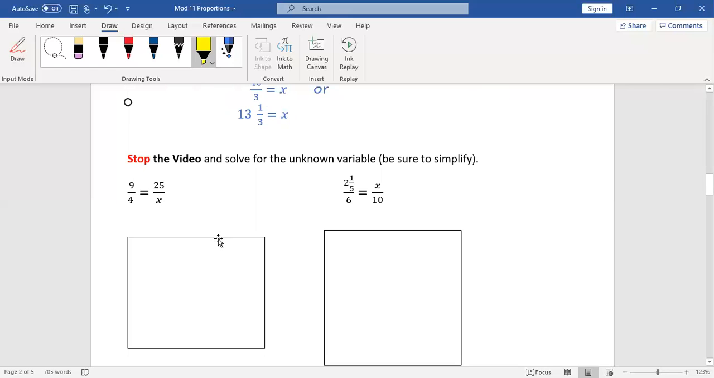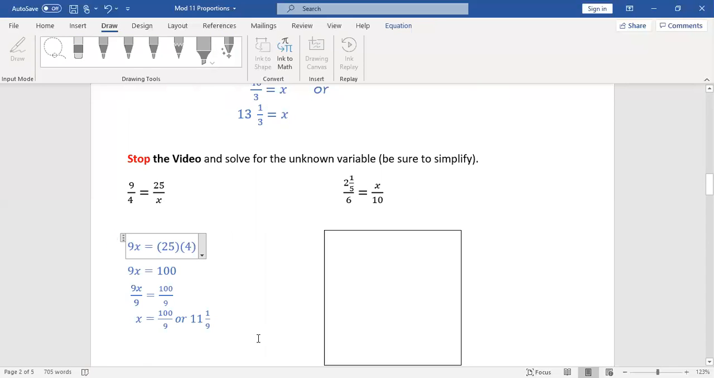So how'd you do? On this one, we're going to take 9 times x equal to 4 times 25, which is going to give me 100. Then I'm going to divide both sides by 9, and I get 100 over 9, or I can change that to a mixed number, 11 and 1/9. And that's the value of my x.